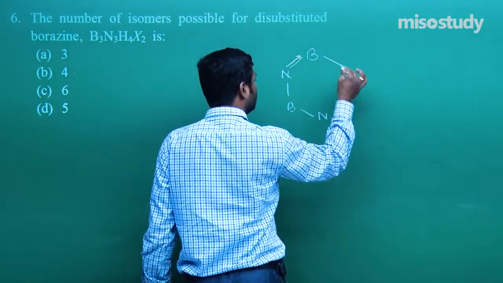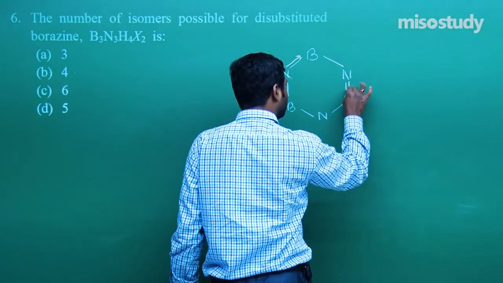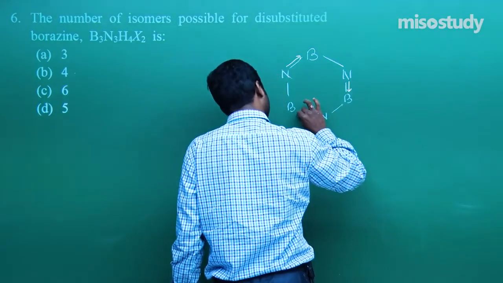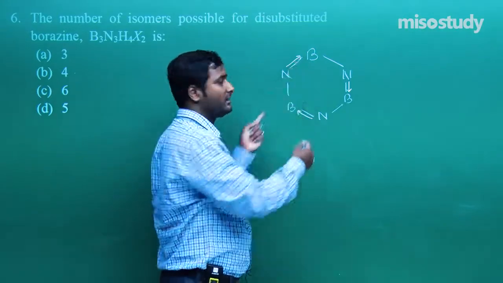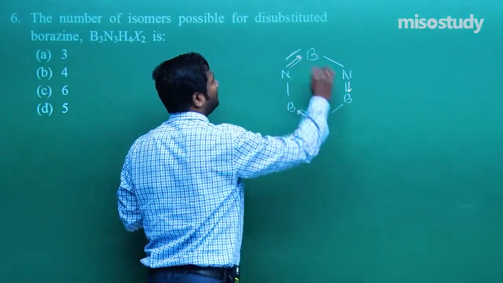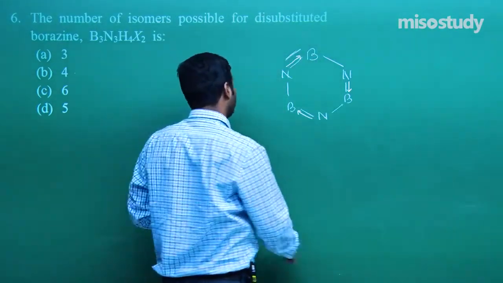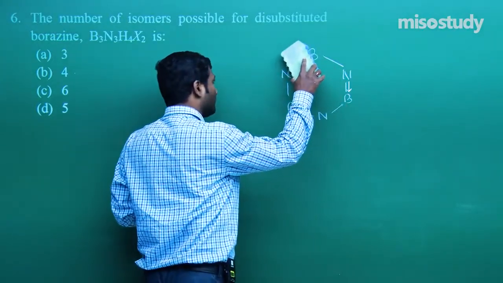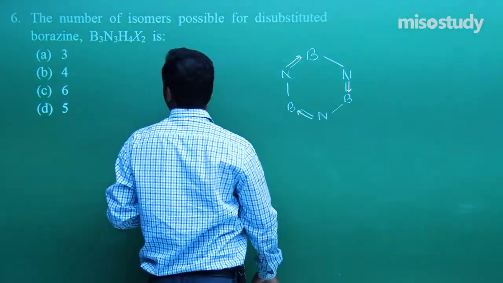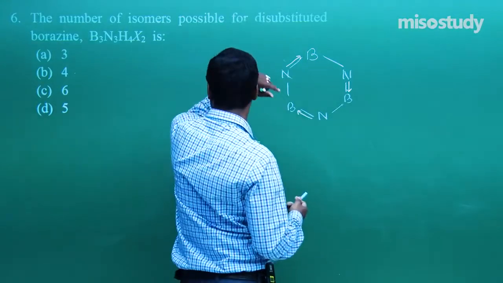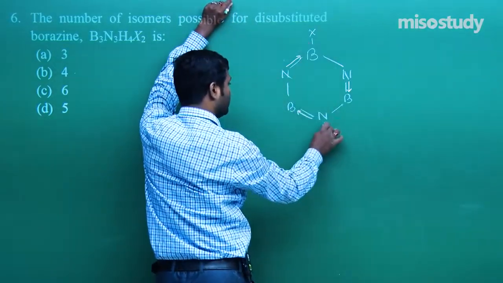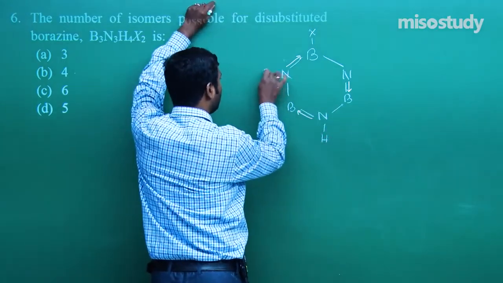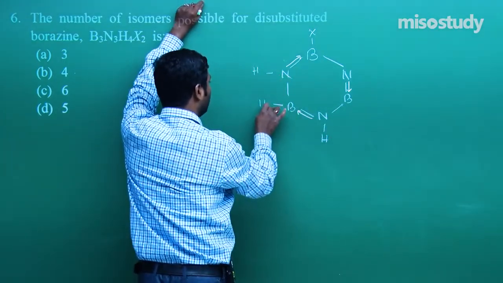Now this one, now this one, and now this one. Clear to you? Now in your book this one is not written, it is written like this bond. So don't get confused, this is a coordinate linkage. Clear? Now what is this? This is B3N3. Now B3N3H4X2. Put here X, put here H, put here also H, put here also H.